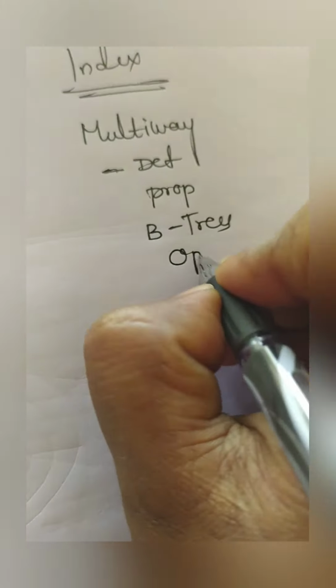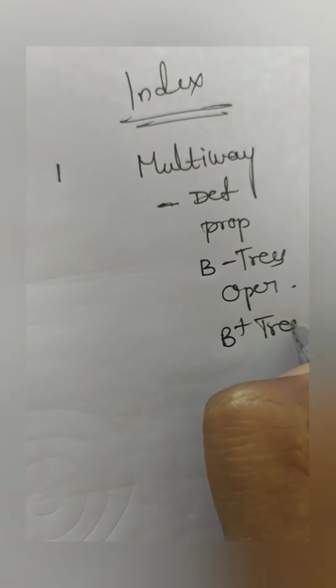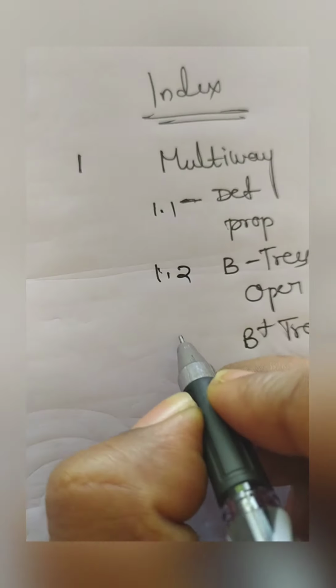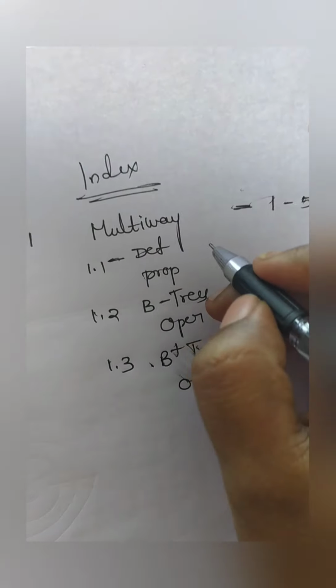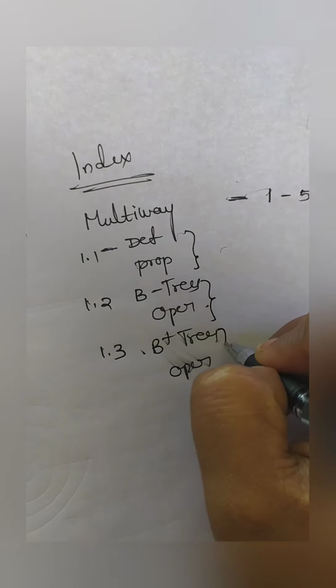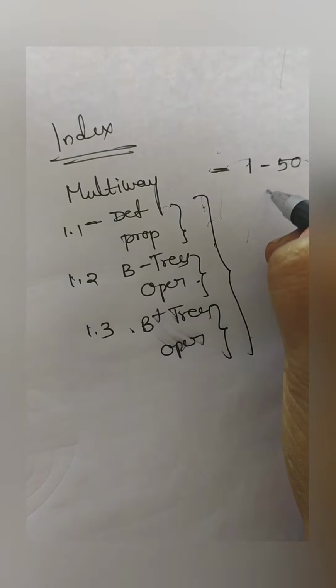This is the first chapter. The first chapter may be multi-way search trees, and here are the different topics: definition, properties, B trees, operations, and B plus trees and operations. This is 1.1, this is 1.2 and this is 1.3. Here the multi-way search trees topic will start from page 1 to page 50, and the definition and properties may be divided from 1 to 10. This is the index.